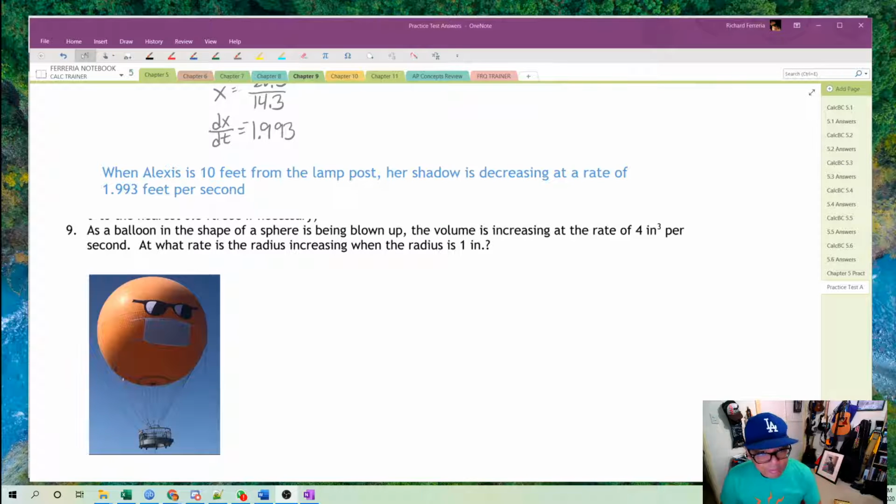A balloon in the shape of a sphere is being blown up, and the volume is increasing at a rate of 4 cubic inches per second. At what rate is the radius increasing when the radius is 1 inch?